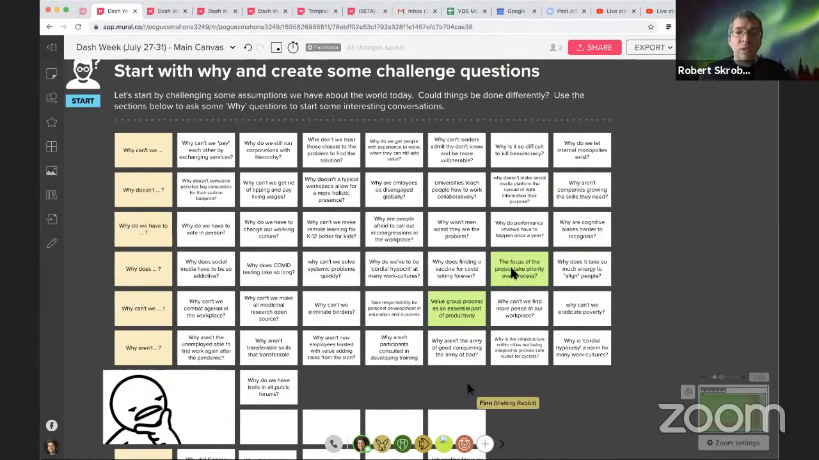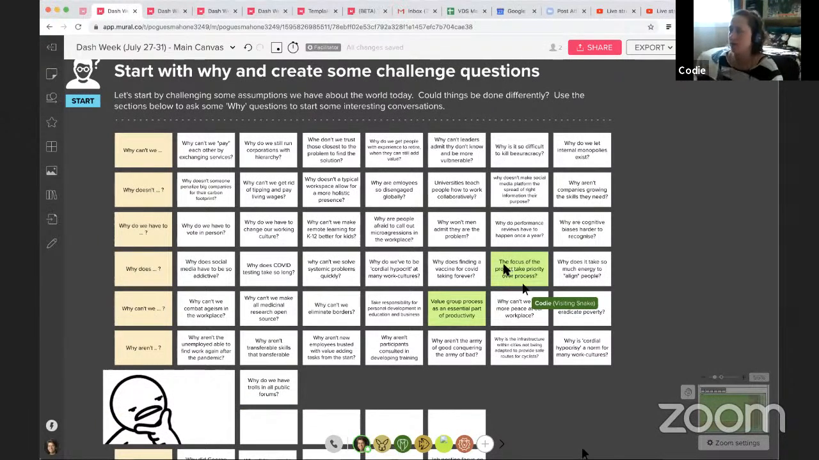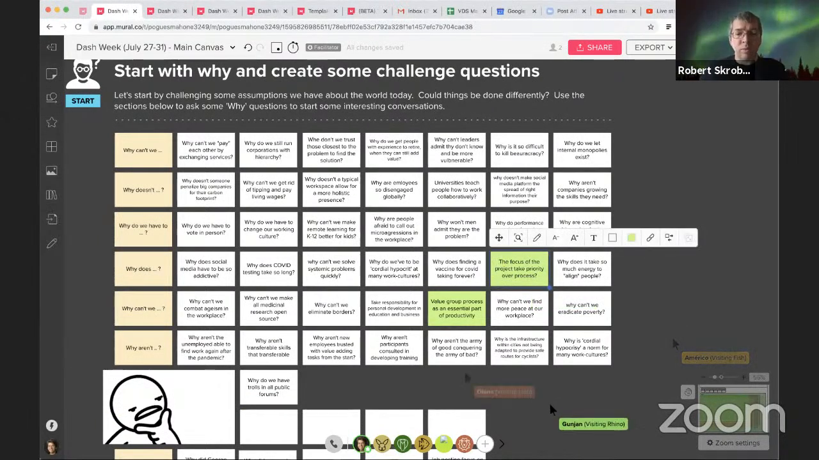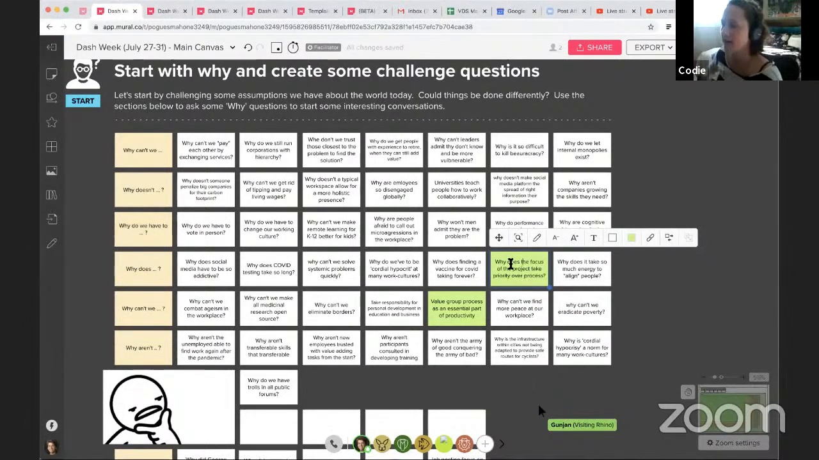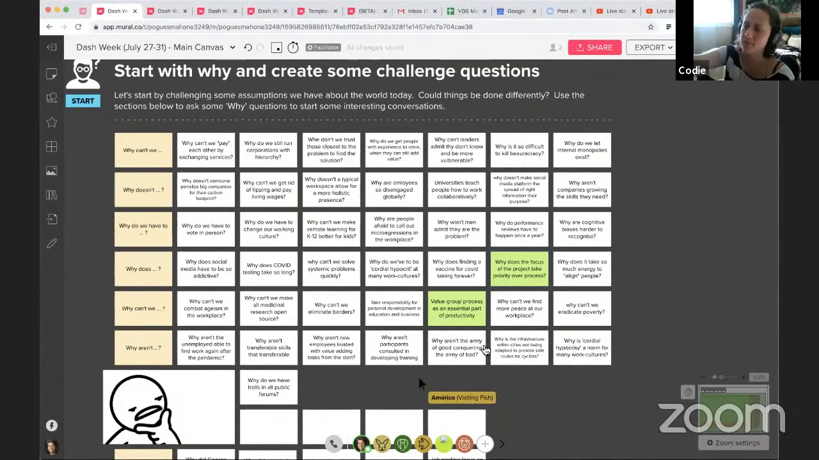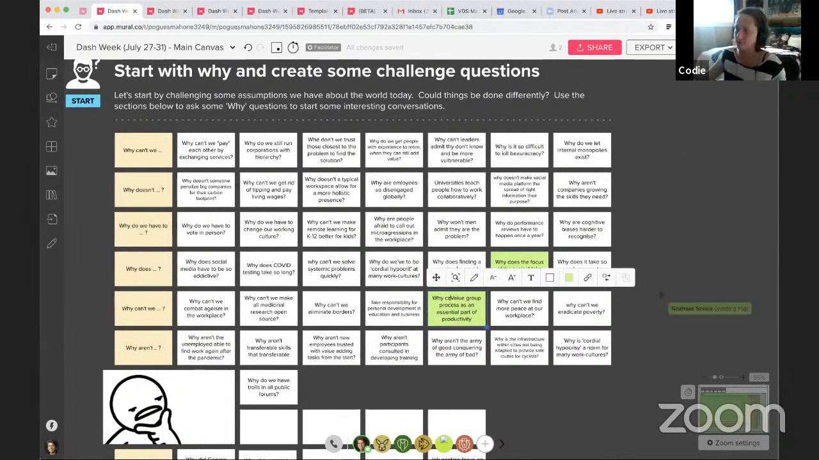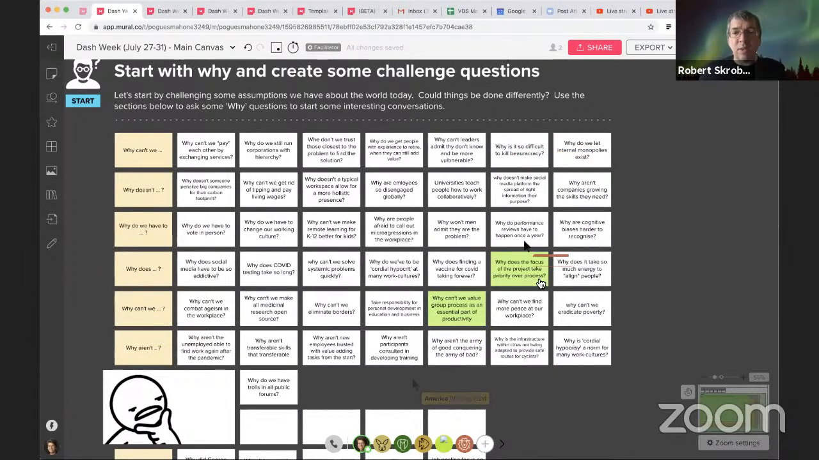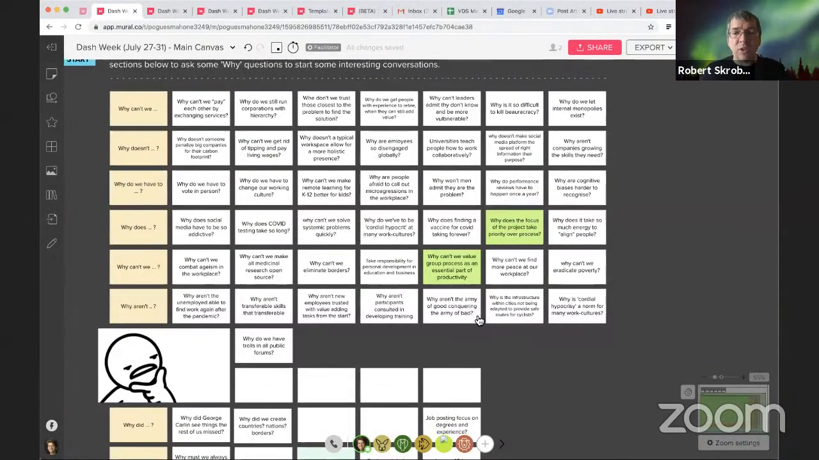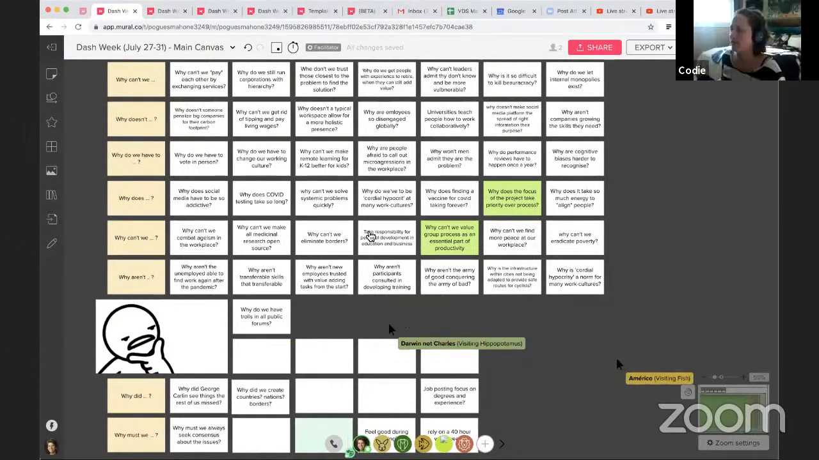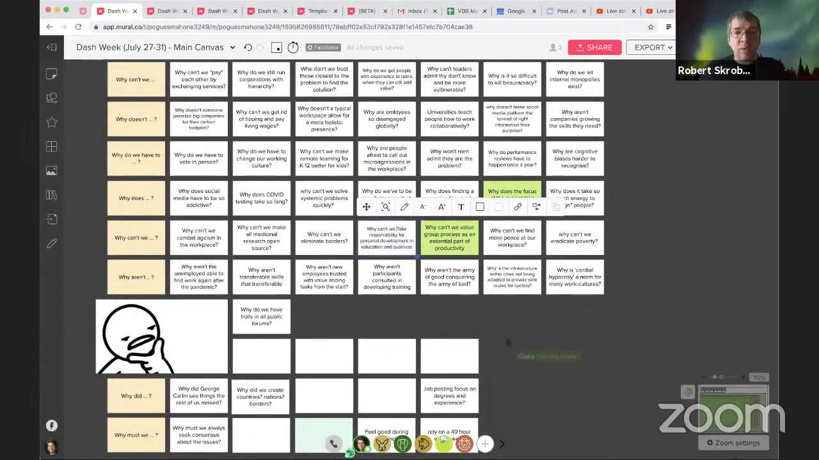Usually these are written as whys. What was the intent behind this one? Why does the focus of the project take priority over the process? Okay. Yeah, sorry, I wrote them using the pre-words here. That one's also mine, and that's why can't we value group process as an essential part of productivity? Got it. Okay, that was my fault. I didn't specify that you had to include the why inside the question. That's okay. So this also would be why can't we take responsibility? Got it. Okay, I understand your thinking now. I am clarifying that. Good.